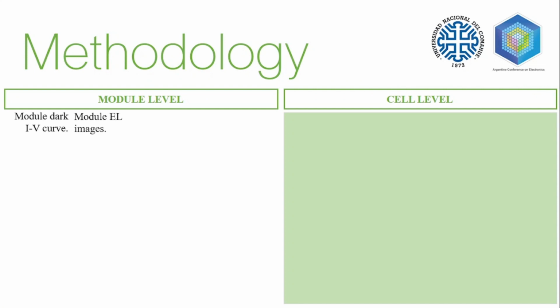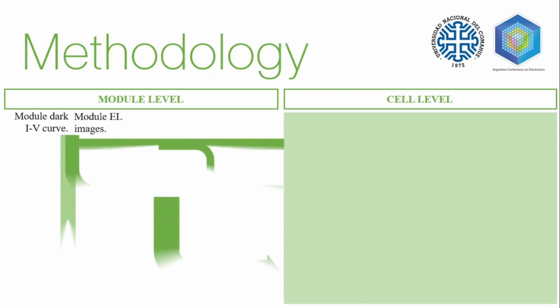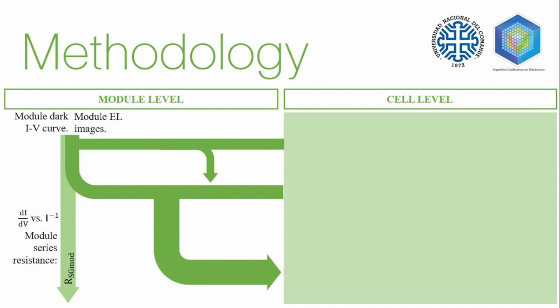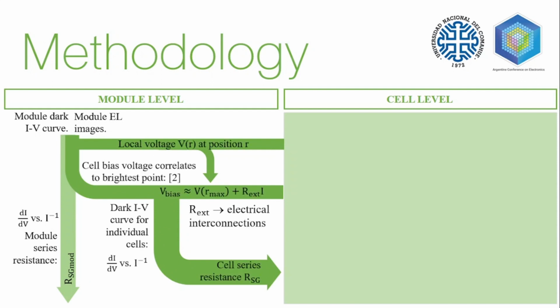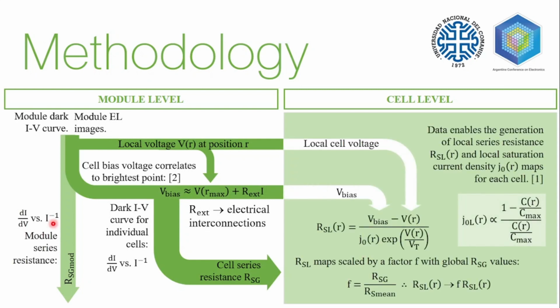In the measurement stage, module data is acquired in the form of electroluminescence images and the module dark current voltage curve. The diagram depicts this as the beginning of the process, in the top left corner. Inside the arrows, the information resulting from the calculations are displayed. These values feed calculations on the right side. The module global series resistance, calculated from the module dark current voltage curve, is utilized to assess the results from the methods proposed in this work.